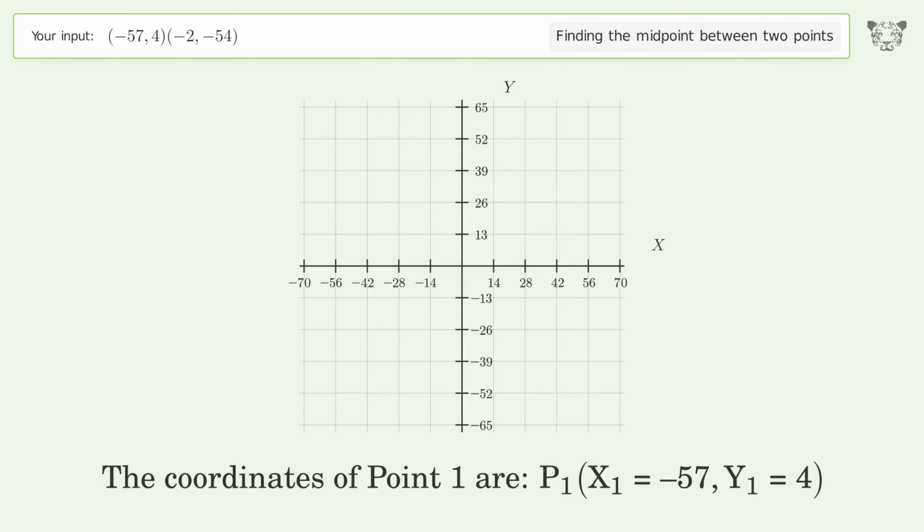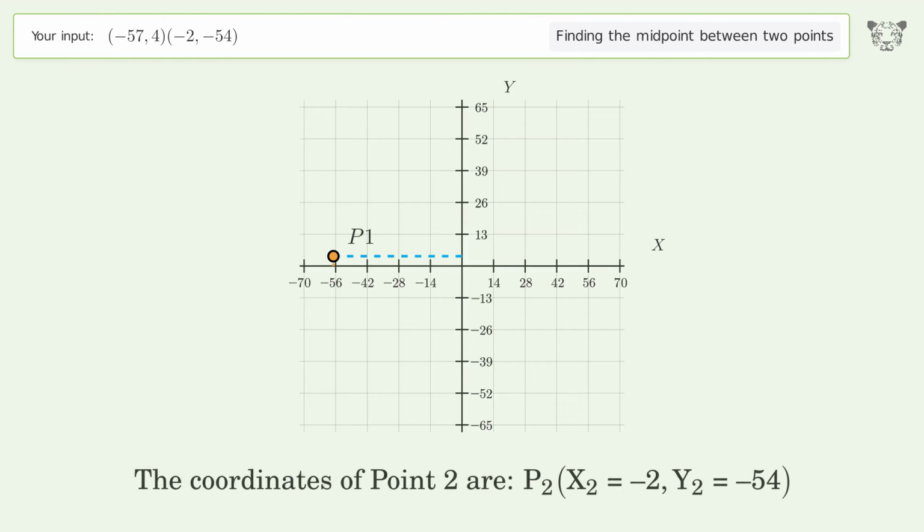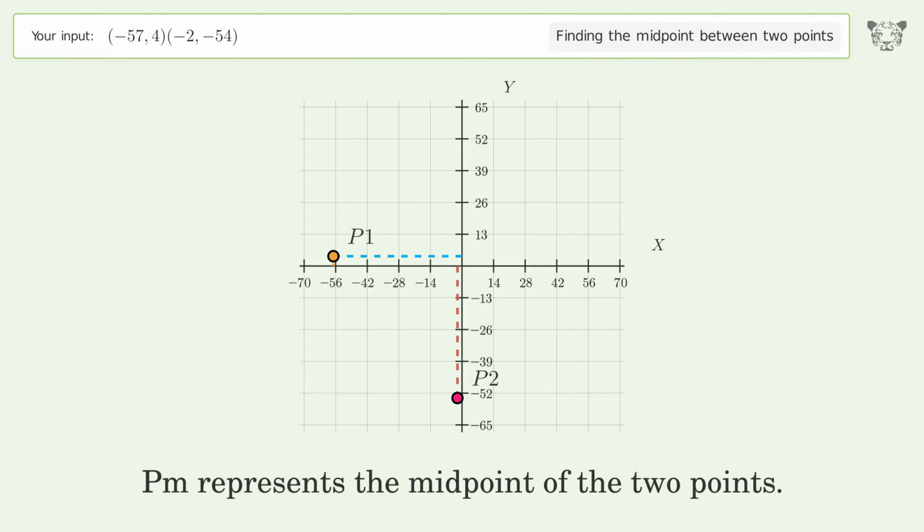The coordinates of point 1 are, x1 equals -57, y1 equals 4. The coordinates of point 2 are, x2 equals -2, y2 equals -54. PM represents the midpoint of the 2 points.